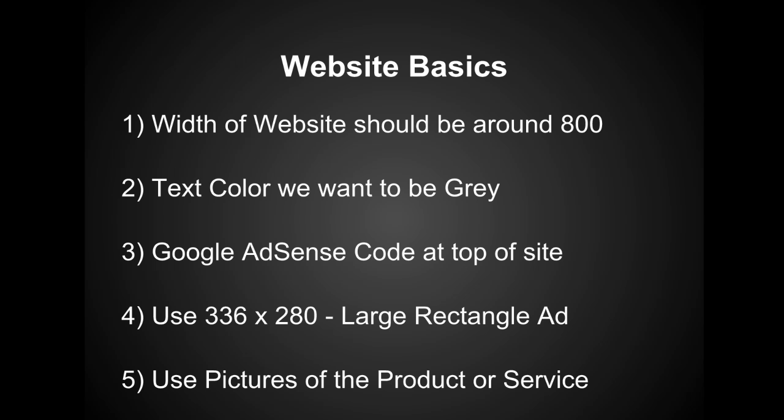You want the width of your website to be around 800. That'd be just right to show up on all the tablets, cell phones, and the average computer screen. You also want the text color to be gray. The reason we want it to be gray is so that our Google AdSense ads will show up brighter on the page, which will attract people to click on the ad, because that's how we make our money with Google AdSense, from people clicking on the link. So we want our text color to be gray instead of the usual black.